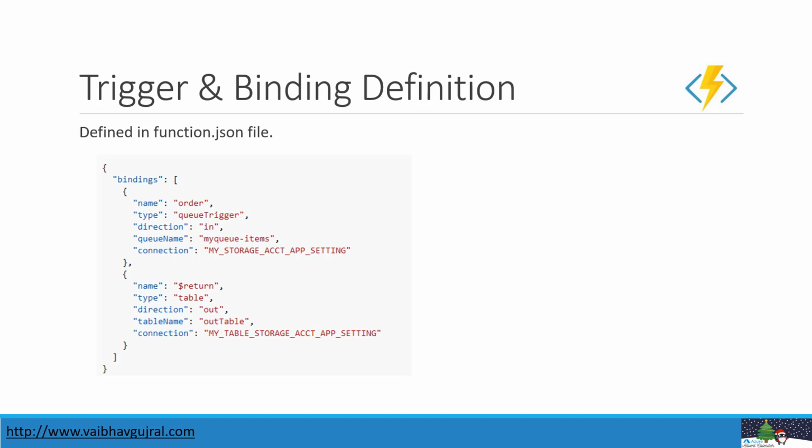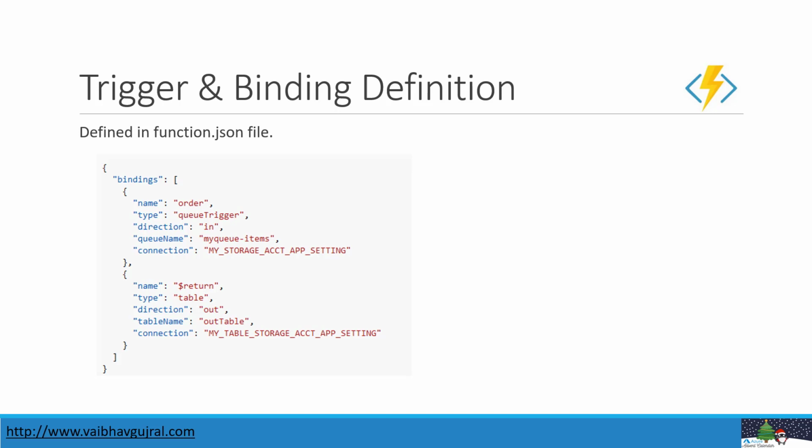Suppose you want to write a new row to Azure Table Storage whenever a new message appears in Azure Queue Storage. This scenario can be implemented using an Azure Queue Storage trigger and an Azure Table Storage output binding. Here is a function.json file for this scenario.